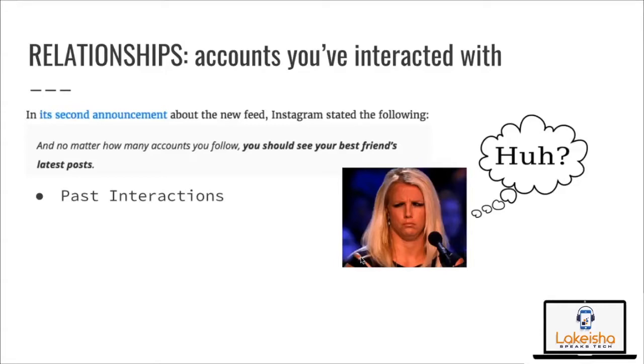So the new algorithm actually goes back and pulls interactions that you've made with that person in the past. It's like the content that you've liked. So this is part of the past interactions. People that you direct message in the past, as you see still.